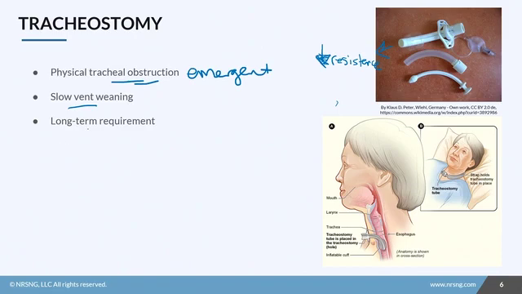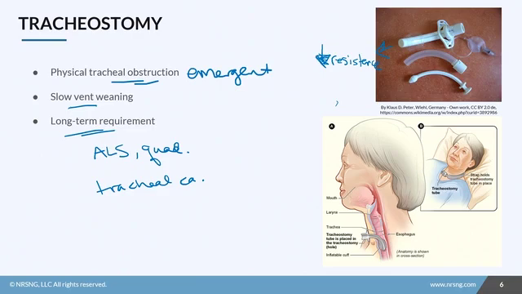The other reason why we might use a tracheostomy is for long-term requirements. Patients who have things like ALS or quadriplegia, or even patients with things like tracheal cancer who've had tracheal damage, are going to need a tracheostomy long-term and possibly even ventilation. And so that's another reason why we might put in a tracheostomy.